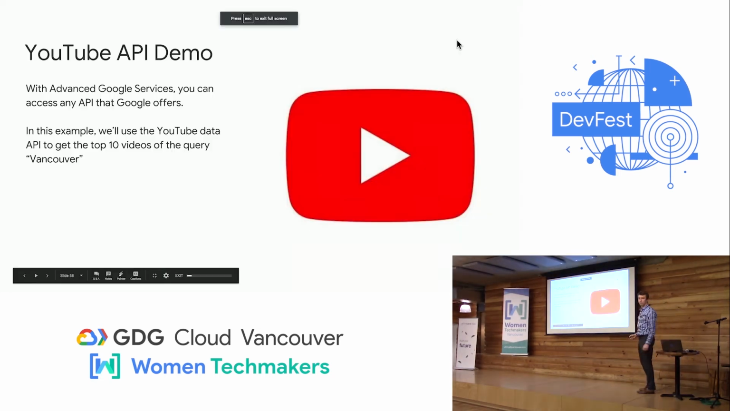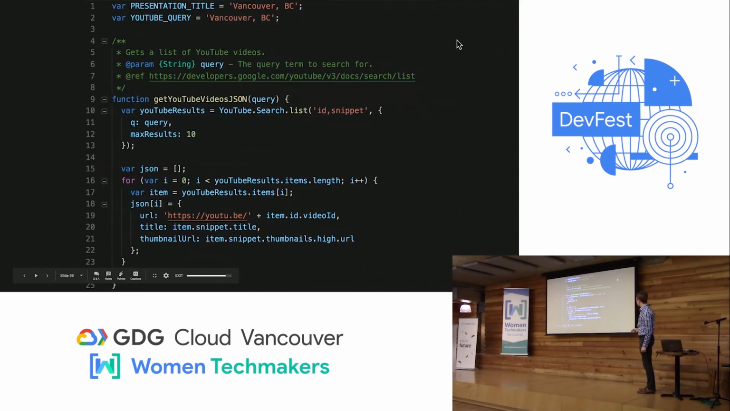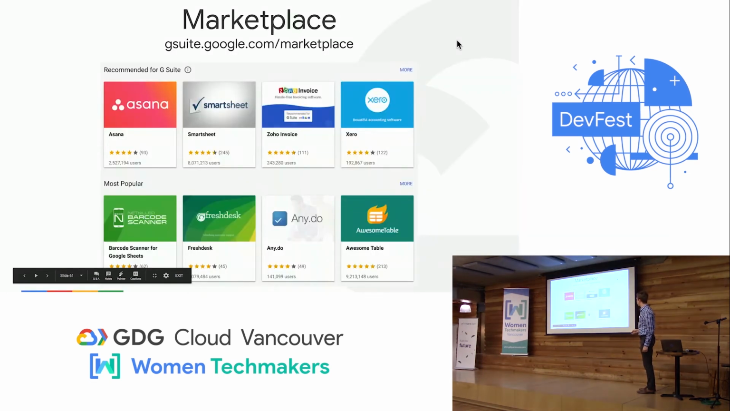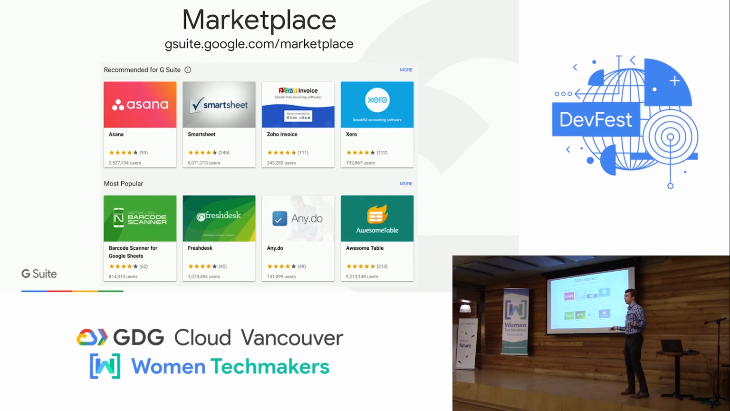Cool. So that's the code. And let's say you're not a developer, but you just want to use these add-ons. Well, we have a whole G Suite Marketplace where you can get started and learn what other developers have built already. So you can see Asana, Zoho, some other companies have already built add-ons that allow you to extend everything from your Gmail to Google Sheets. It's available at gsuite.google.com/marketplace.